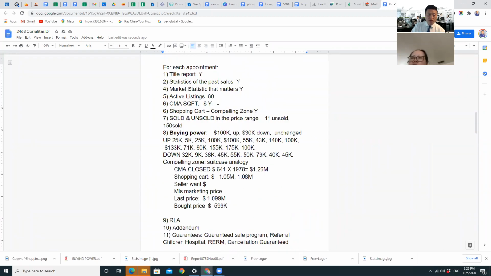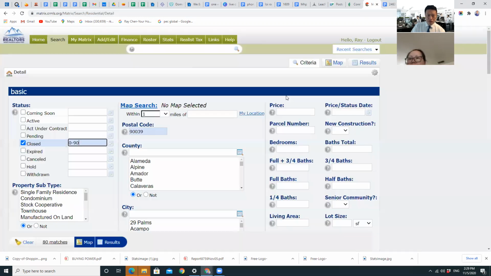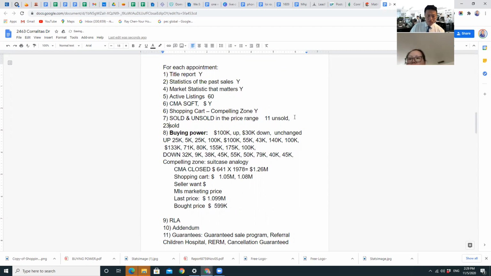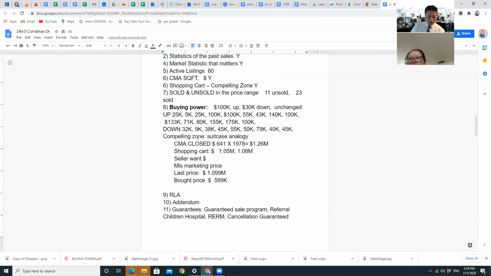So we have the CMA price per square foot. The shopping cart, we just did that. For the sold and unsold, make sure they're in the same price range and the same area. But 150 sold is not right. So we look at the price range, sold, 1 million to 1.2 million. That's 23. When you do the buying power, make sure you do it right.